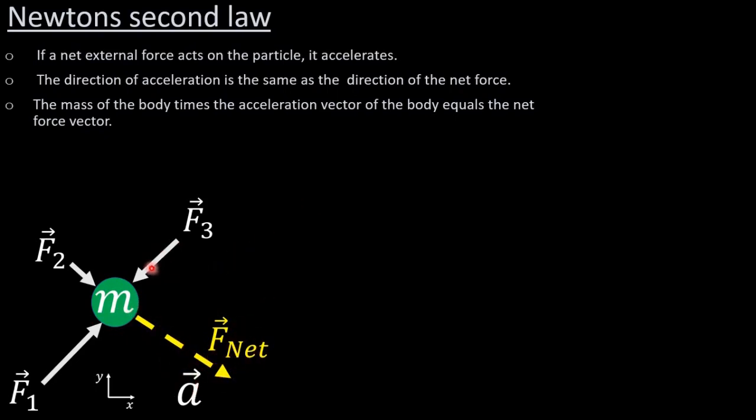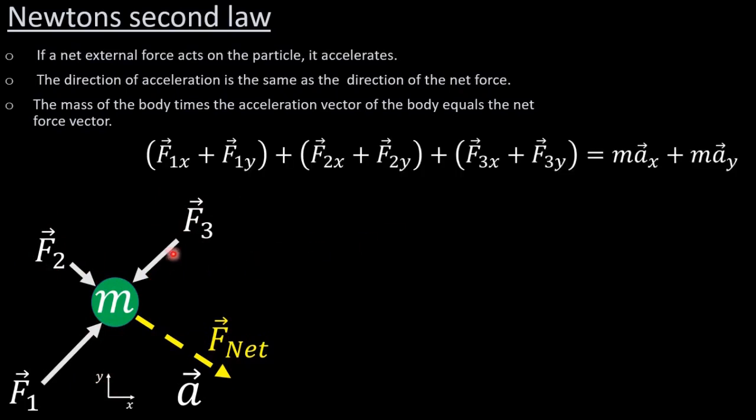So to find the sum of the net forces, we need to take the horizontal and vertical components for each force. Okay, so if we look at force 1 down here, we can see that it's going to have two components, one in the x direction and one in the y direction. And so will F2 and so will F3. So the way we'd write this out would be like this.